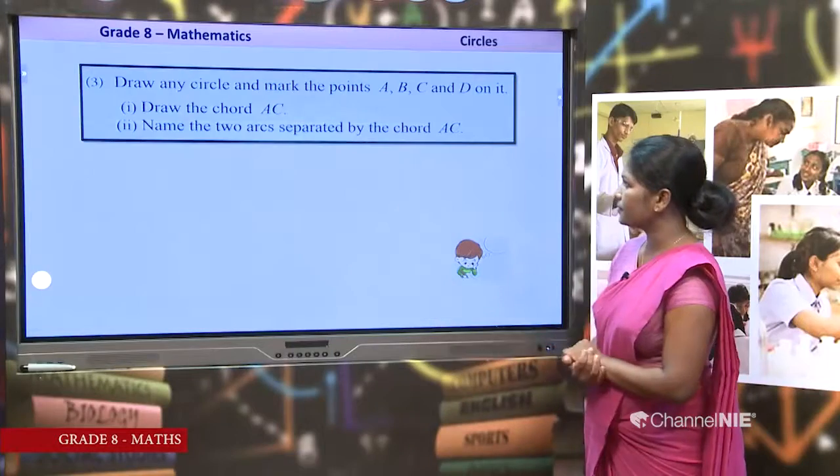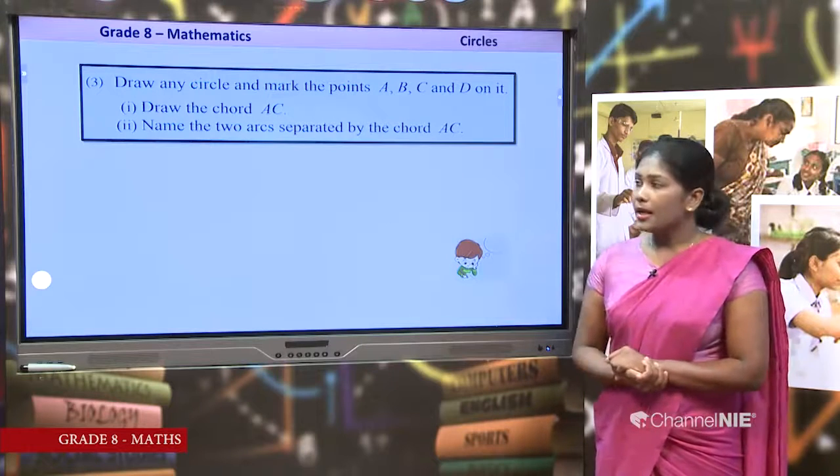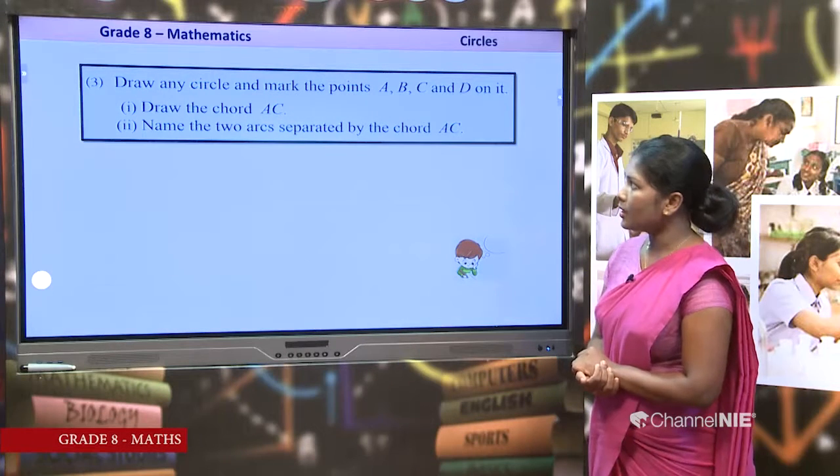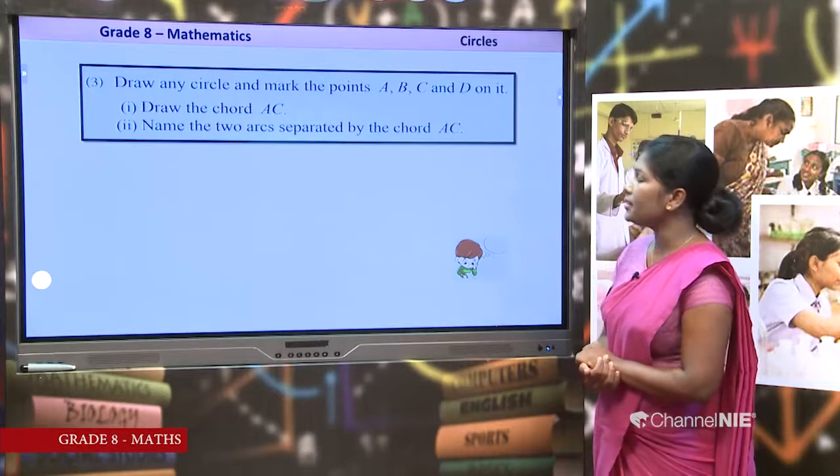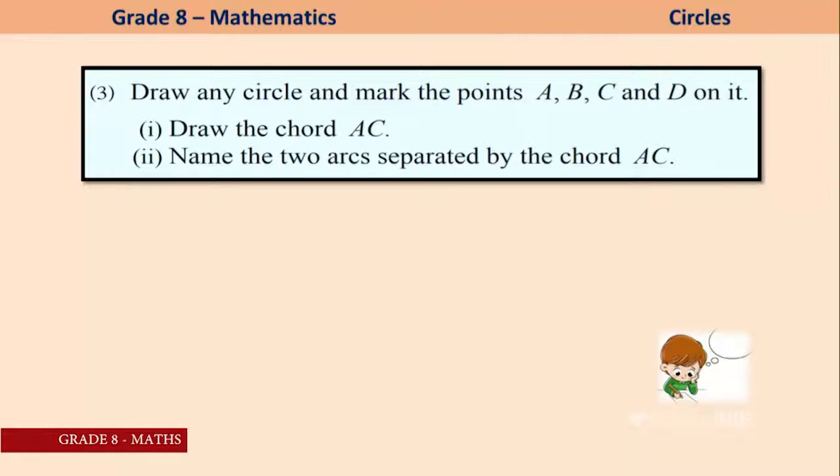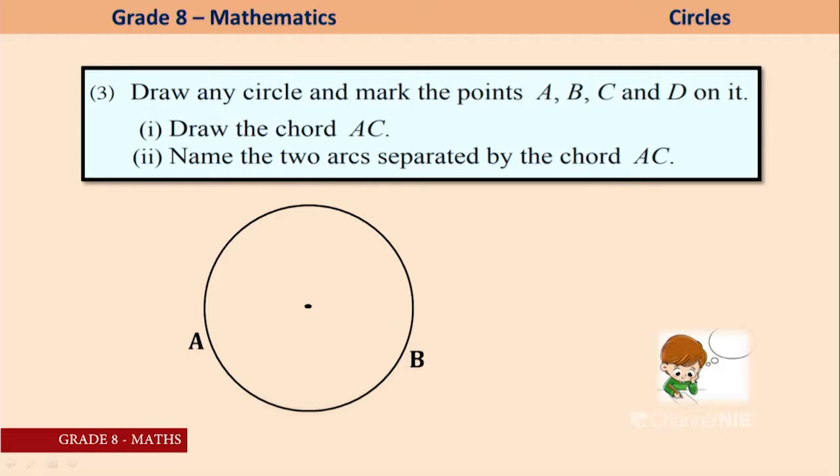Draw any circle and mark the points A, B, C and D on it. Question number 1, draw the chord AC. Question number 2, name the two arcs separated by the chord AC. First, draw a circle. Okay, hope you are ready. Now, you have to mark A, B, C, D on the circle. As you wish, you can mark.